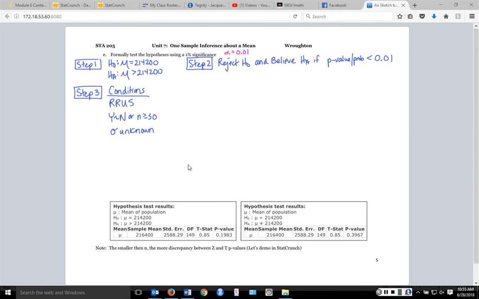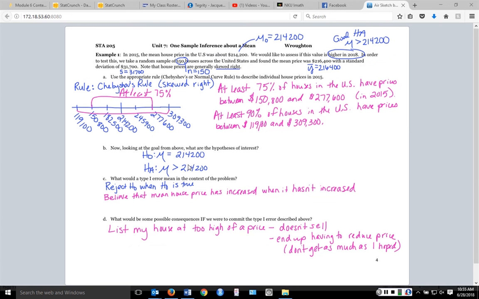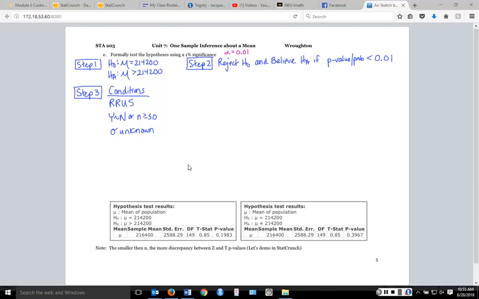All right, so our first one goes back to the sampling method. So let's go back and read our problem. So it says, in order to test this, we take a random sample of 150 houses across the United States. It's not maybe really a lot of houses, but was there anything biased about how I sampled those houses? Not what was given to me. So I don't know of anything that was biased here. So I don't have any known bias.